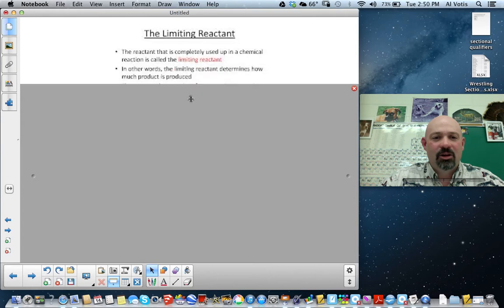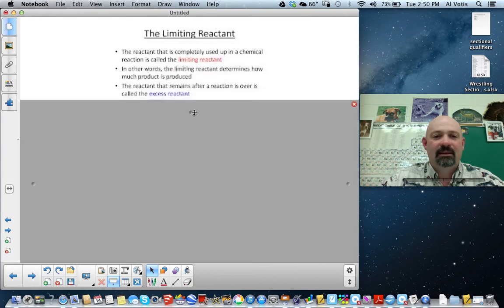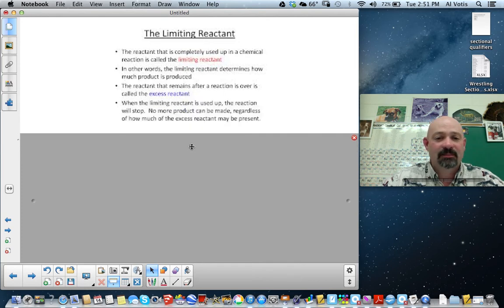So again, we take a look at the limiting reactant, and what is it again? It's that reactant that's completely used up in your reaction. That's our limiting reactant. What's been used up? And that is what determines how much product is produced. The other substance that's not used up in the reaction, there's going to be some of it left over. Once that limiting reactant is used up, your reaction is going to stop. There's nothing else going to happen, and the other reactant will be left over. We call that reactant being in excess. So no matter how much excess reactant we have, we can't do any more reacting.